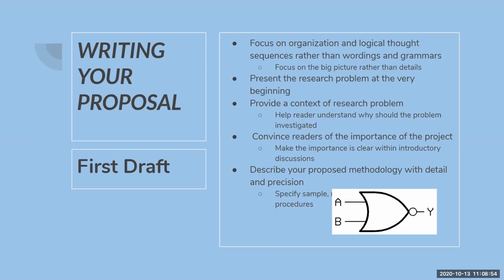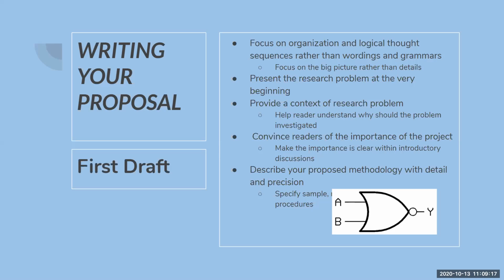Now that we have talked about how to format our paper, let's go into the specifics of what we should keep in mind when writing our first draft of our proposal. First, we should always focus on organization and logical thought sequences rather than the wordings and grammars. In other words, we need to focus on the big picture rather than the details.